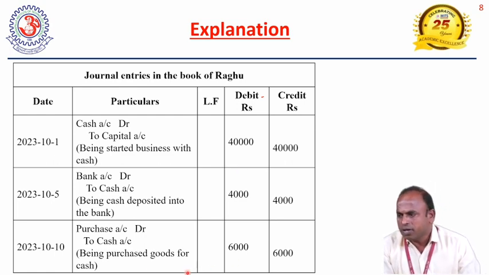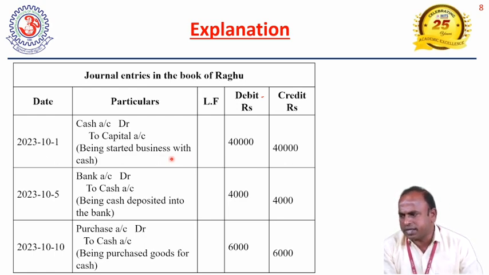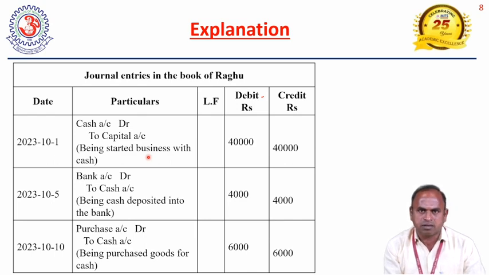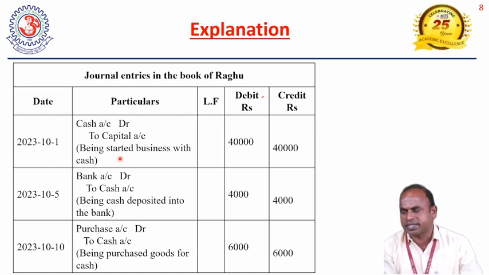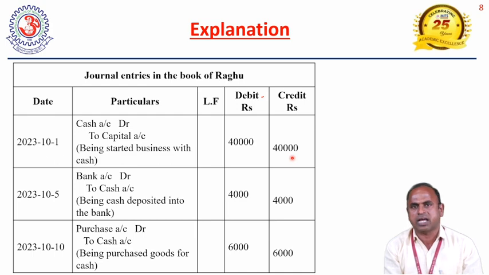Then within the bracket, always write down narration. The narration means brief explanation about the transaction is called narration. So here, being started business with the cash. So it is called narration. The narration always put it in the bracket. So after that, you draw the line. The line indicates the transaction is complete. So 40,000 rupees debit side and 40,000 rupees you write down credit side. The same amount you write down debit side as well as credit side.